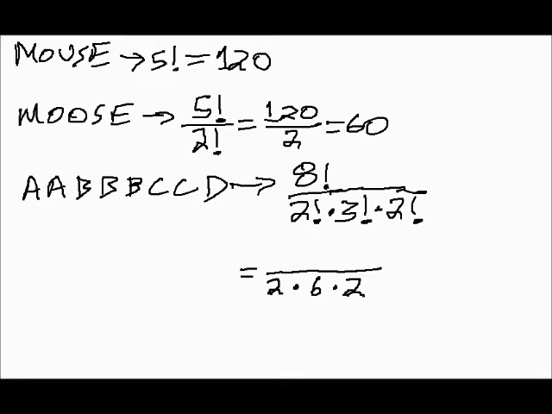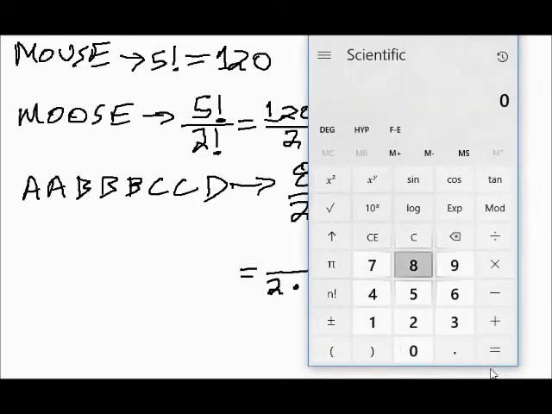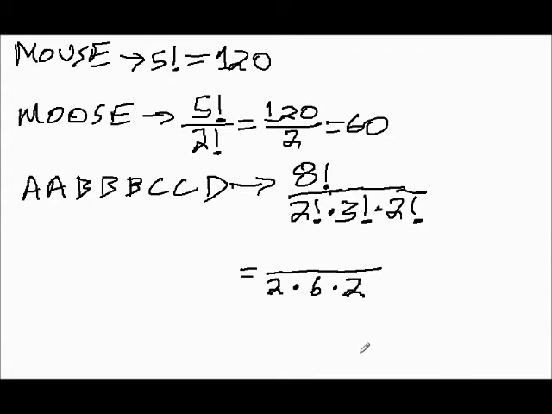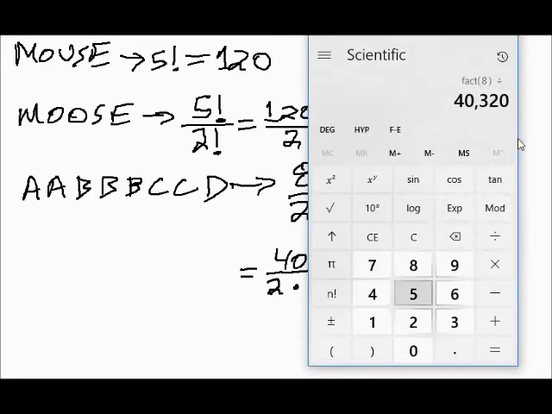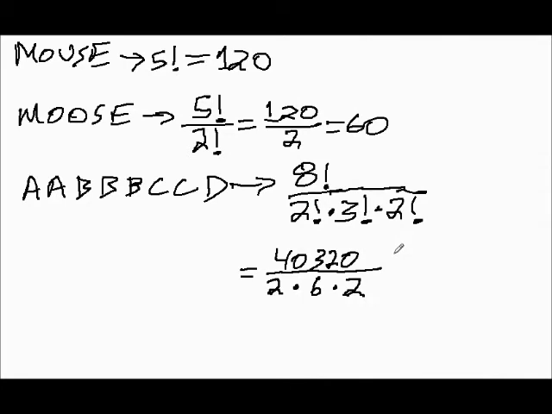8 factorial is 40,320. And if we go ahead and divide this by 2, then by 6, then by 2 again, we get 1680.